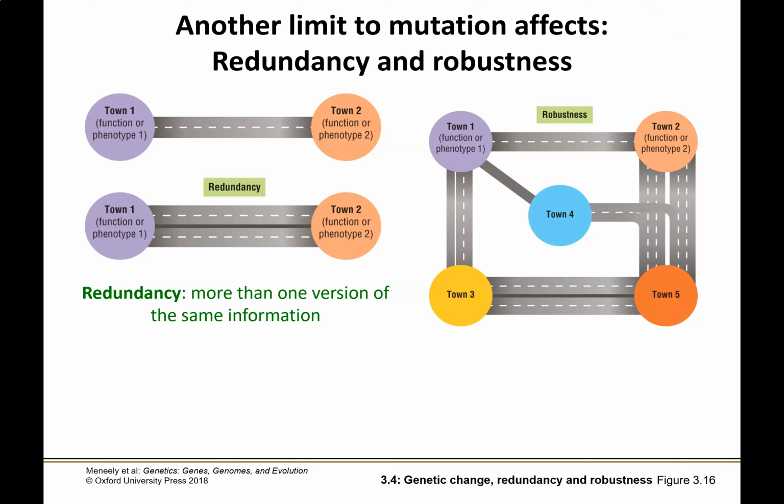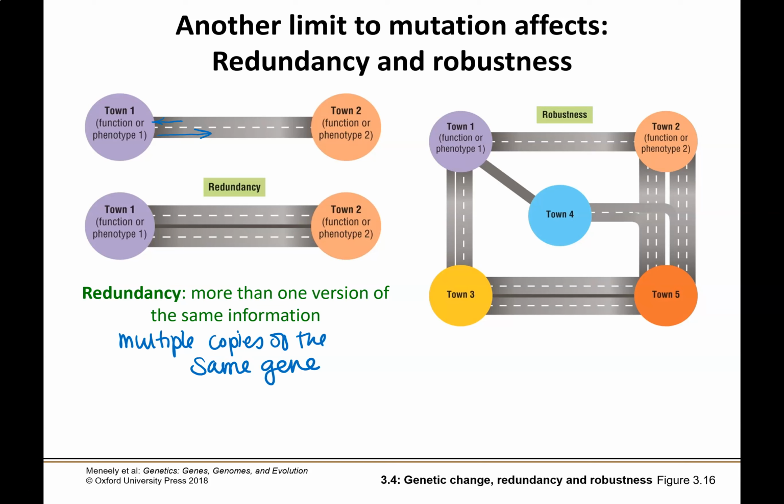Now, one is redundancy. Redundancy is where you have one or more versions of the same information. Essentially, this means multiple copies of the same gene that are functional within the genome. So let's compare this to a road. We might have one road with one lane in each direction, leading between town 1 and town 2. So we might have a pathway that leads between phenotype 1 and phenotype 2. So maybe this is a metabolic pathway.